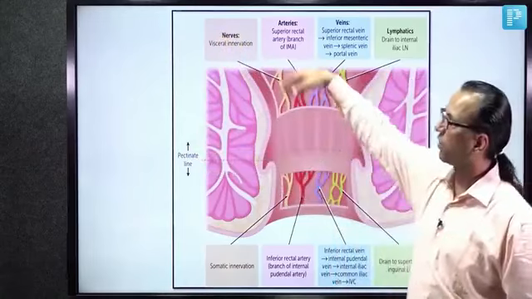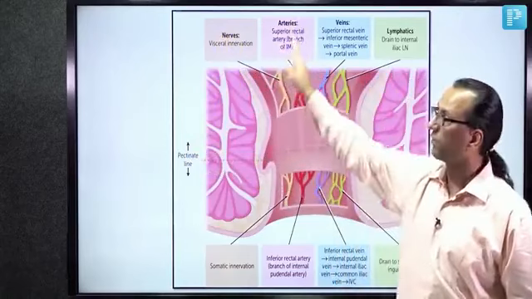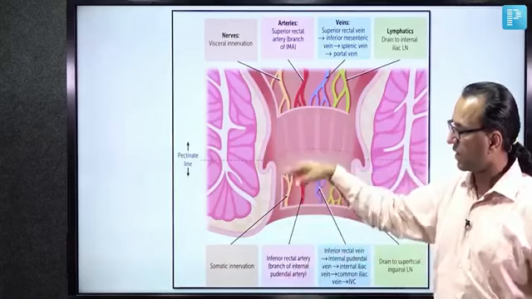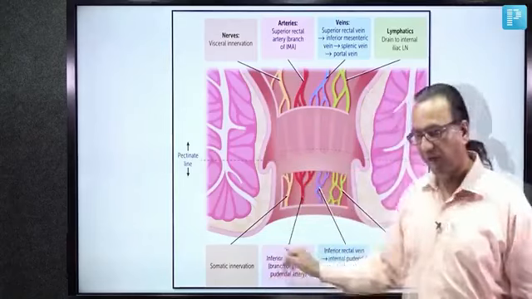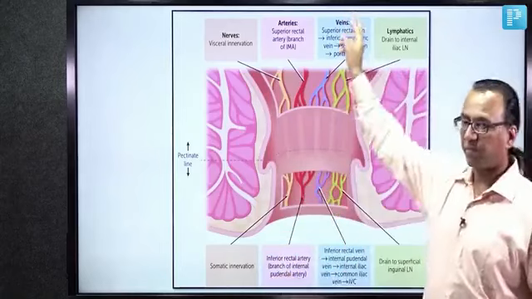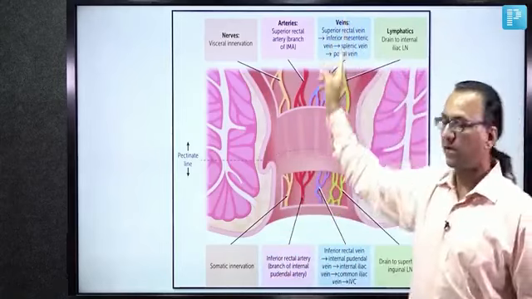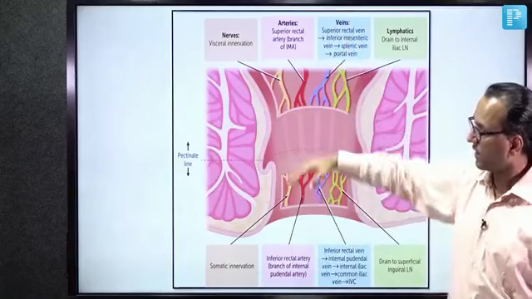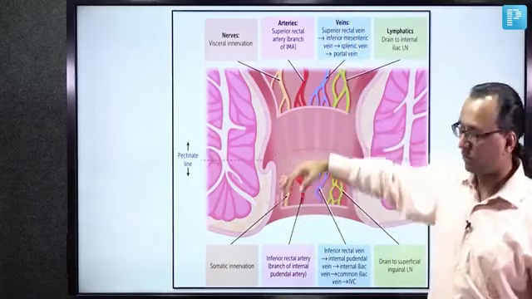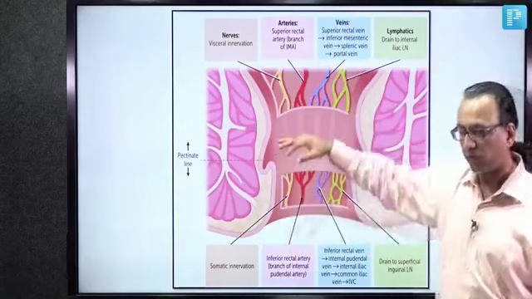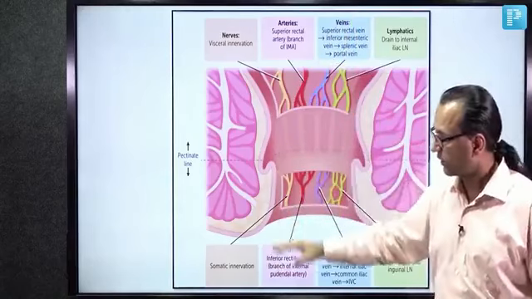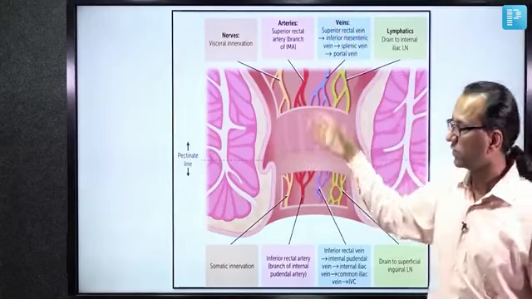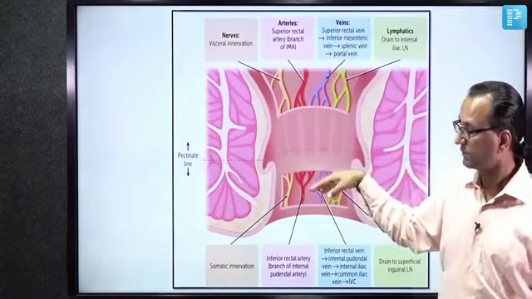Now, when it comes to the arteries, it is the superior rectal artery, a branch of the inferior mesenteric artery, from the abdominal aorta. But below this, you will find there is the inferior rectal artery, a branch of the internal iliac artery in the pelvis region. Above this, there is the portal venous circulation, because the superior rectal vein drains into the inferior mesenteric vein and into the portal vein. Whereas below this, you will find that the inferior rectal vein drains into the internal iliac vein and towards the inferior vena cava. This is the systemic circulation, and the other is the portal circulation. So there will be a portosystemic anastomosis, which we will be looking at in detail.